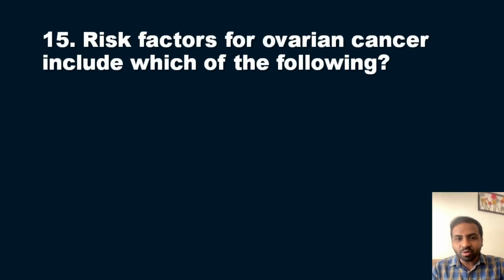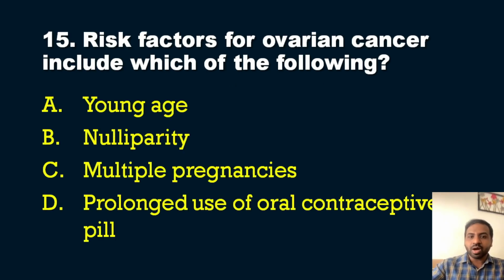Now we will move on to the last question in our series, the 15th question. Risk factors for ovarian cancer include which of the following? The question is regarding the risk factors of ovarian cancer, and the options for you are: the first option is young age, the second option is nulliparity, the third option is multiple pregnancies, and the final option is prolonged use of oral contraceptive pills.